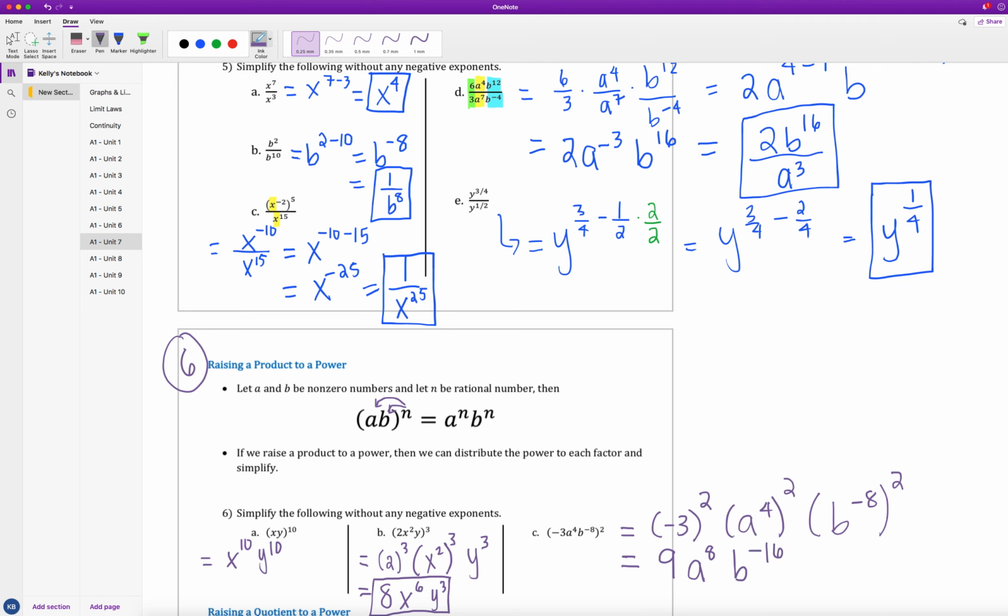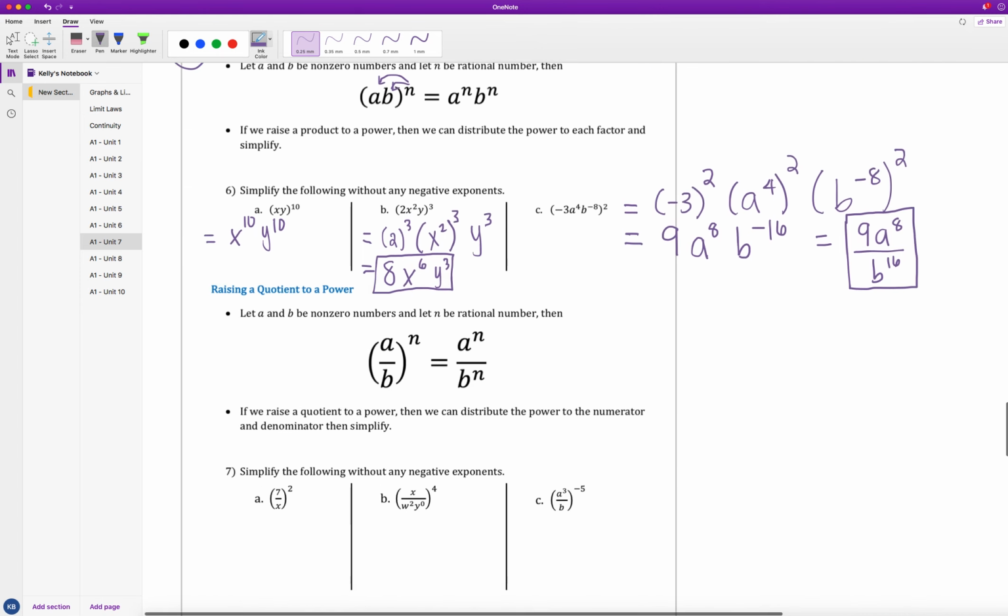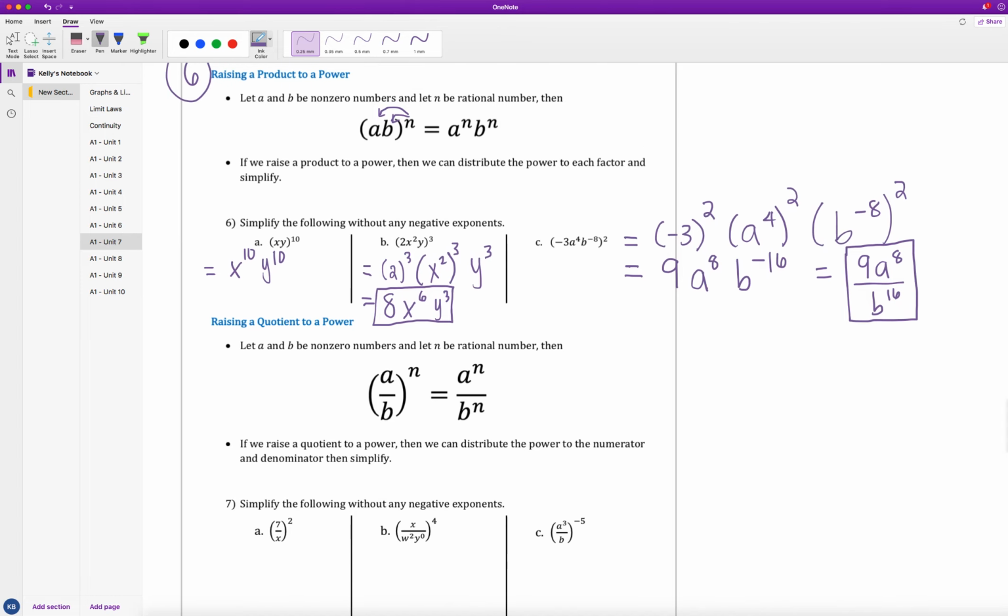The last thing I have to worry about is that negative exponent. Anything that has a positive exponent will stay in the numerator, so our 9 and our a to the 8th will stay in the numerator, and then b to the 16th will get moved down to the denominator and create a positive exponent. Again, the a and the b I can't combine because they are different bases, so that's as far as we can simplify this one.